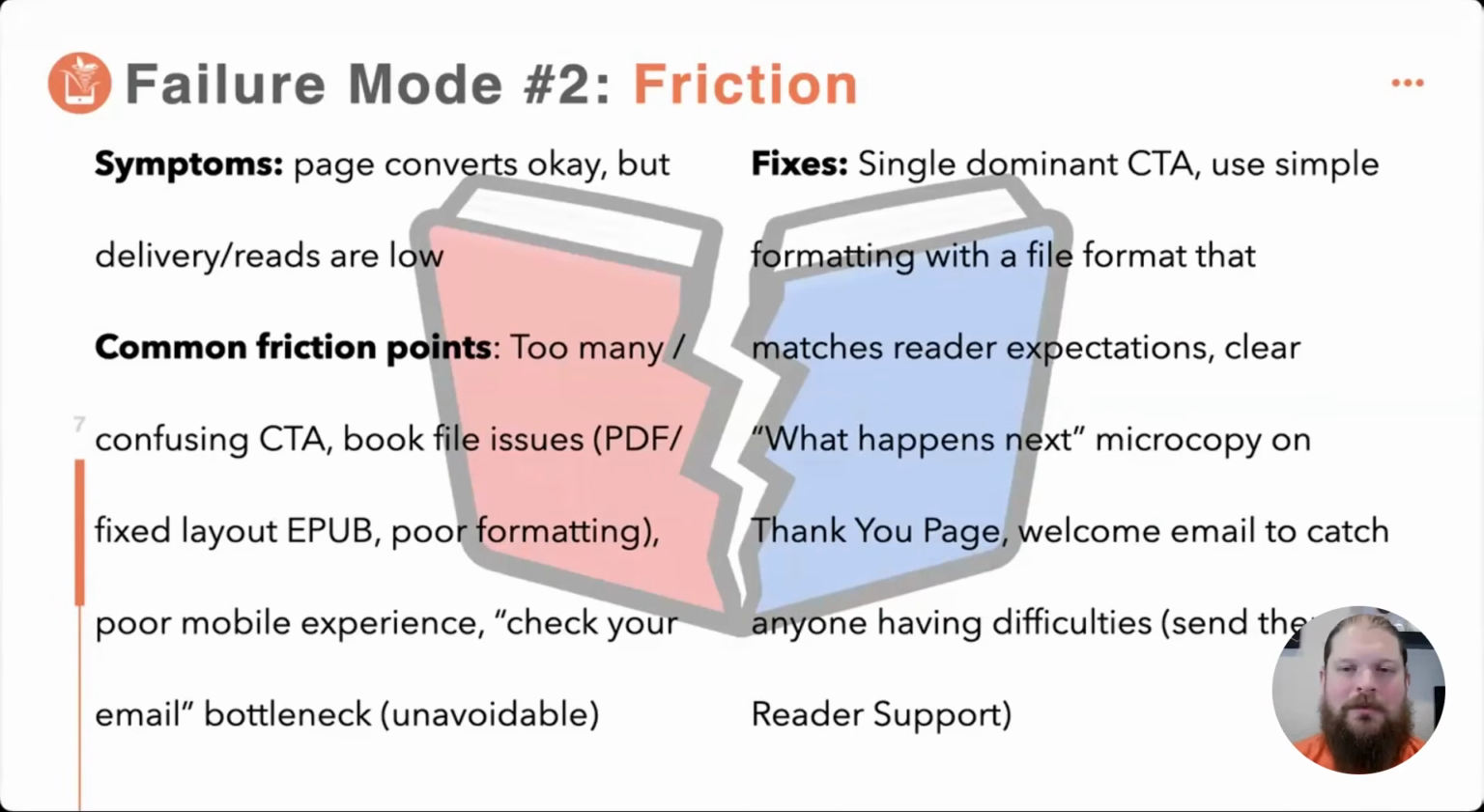Just don't overcomplicate it. Use simple formatting with a file format that matches reader expectations. If it's a novel, it should be an EPUB. If it's a children's book, it should definitely be a PDF, maybe a fixed layout EPUB if it's image heavy. Fiction can kind of go either way, just depends on how many images you have. If it's image heavy, PDF or fixed layout EPUB are a little bit better fit. Really comes down to images.